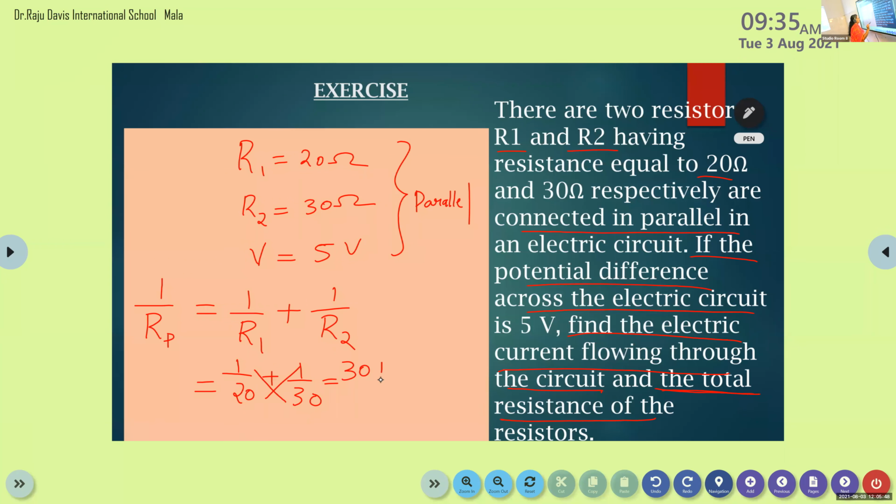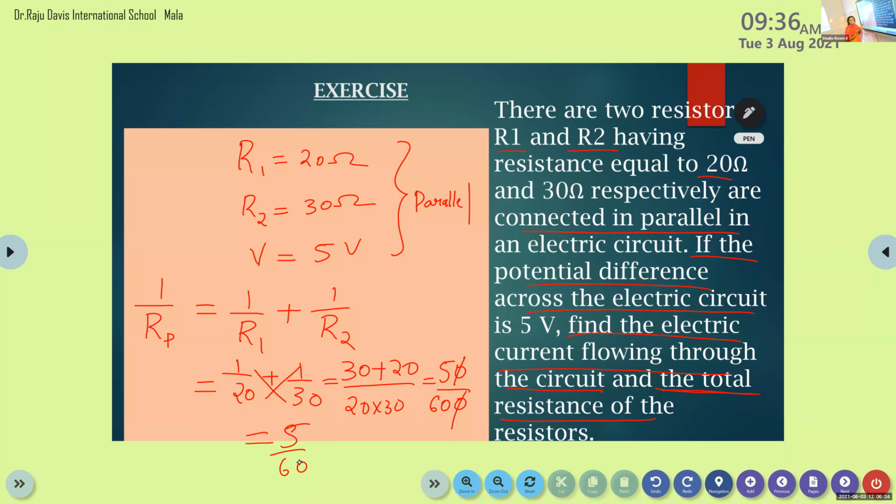That is 30 plus 20 divided by 20 into 30. Here I am just cross multiplying it. 30 plus 20 is 50, divided by 20 into 30, which is 600. So this 0 and this 0 cancel. What is left? 5 by 60. Now please listen here. All of you listen. Here 1 by Rp is equal to 5 by 60.